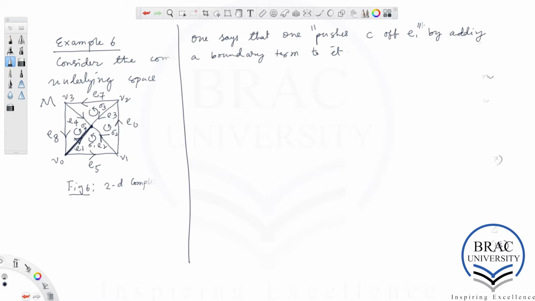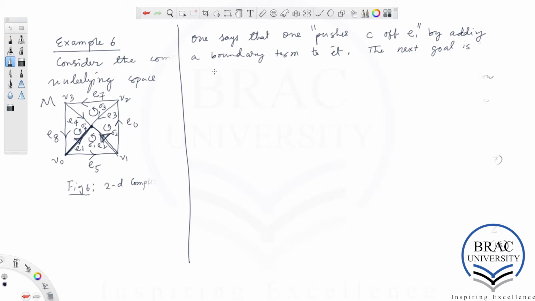Okay, all right. The next goal is, so we have a new one chain, C1, that one obtains from C by modifying C by a boundary component. Now the next goal is to work with this new one chain and push it off this edge E2.